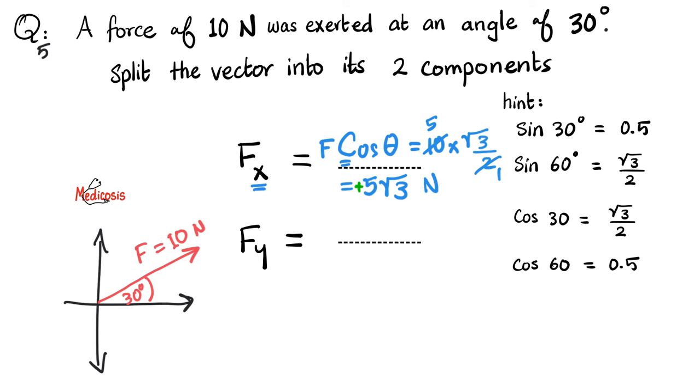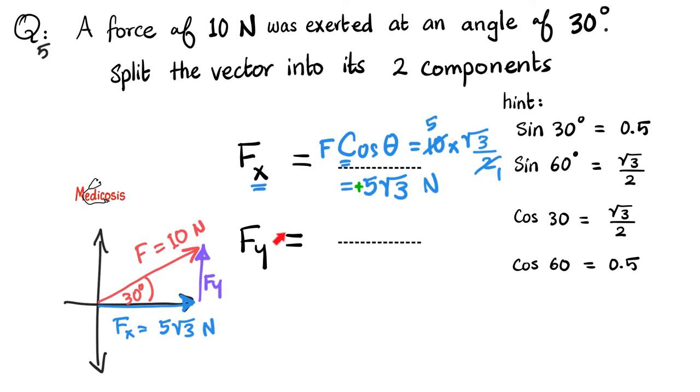Where is that here? This is the x component. So this that you see right here is the x component. So Fx equals 5 square root 3 newtons. In which direction? This is east. This is a positive sign. Next, how about finding the y component, which is here?